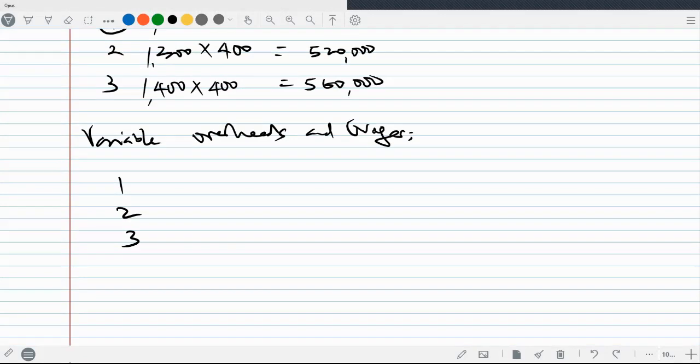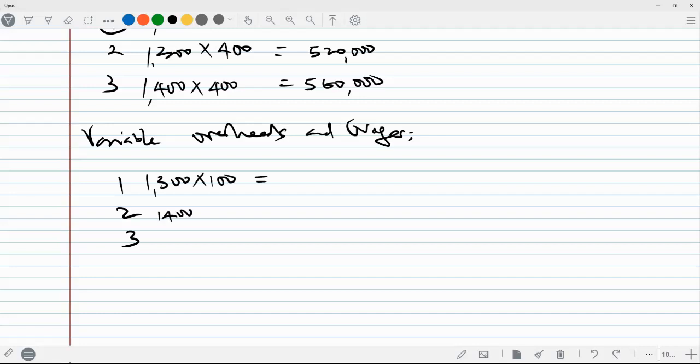For the sale made in the month of February, when were they produced? In January. When did you pay for the wages? In January. Therefore 1,300 times $100, 1,400 times $100, and 1,500 times $100. That gives 130, 140, and 150. Clear?